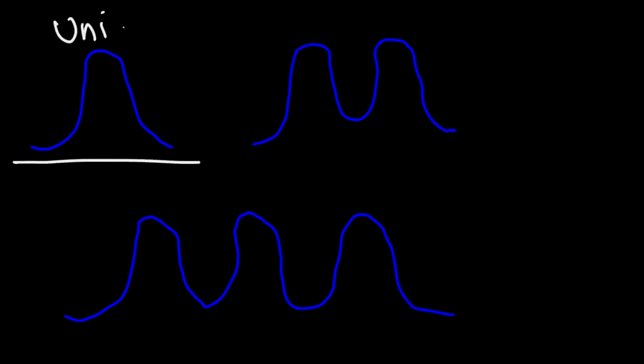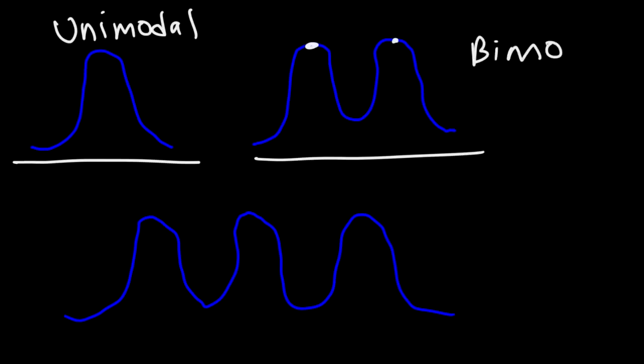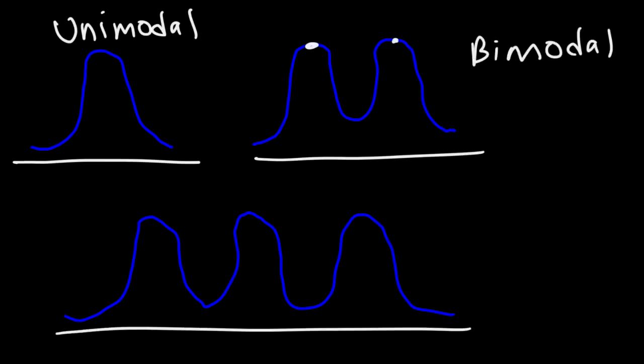Now let me give you an example of a unimodal graph. This here is a bimodal graph. And what we have here is a trimodal distribution. So this is unimodal because there's only one mode. This is bimodal because, as you can see, there's two modes. And this is trimodal because there's three peaks, there's three modes. You can also say that it's multimodal because it has many modes.